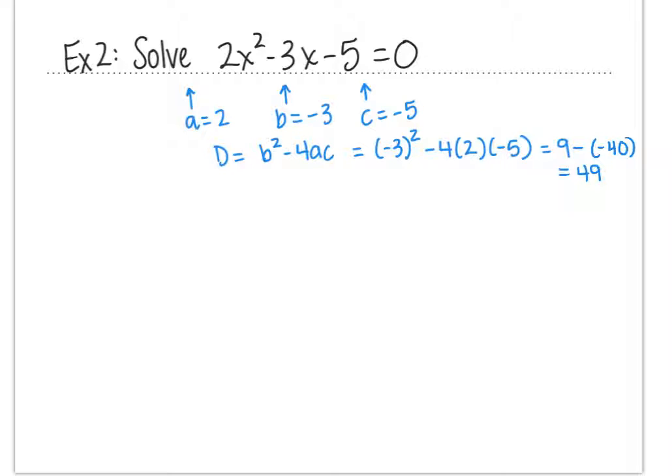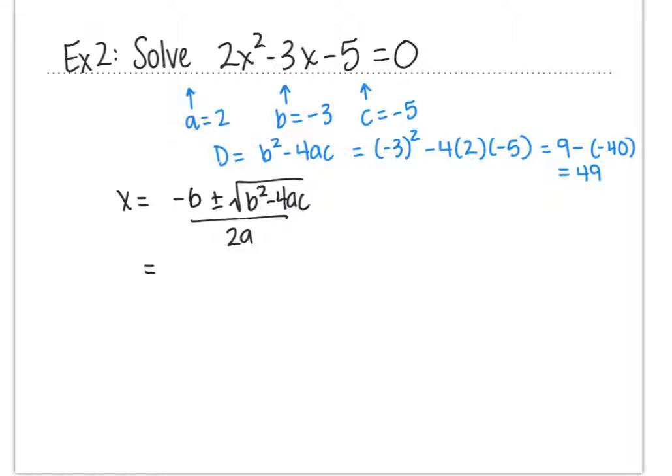You might know this perfect square, but if you don't, take the square root of this. The square root of 49 is 7. So we know that we will have rational solutions. So now let's plug into the quadratic formula. Our solutions will be negative b plus or minus the square root of b squared minus 4ac, all divided by 2a.